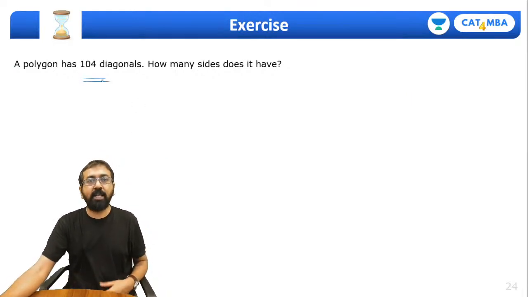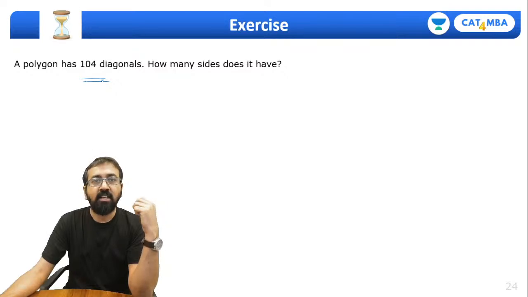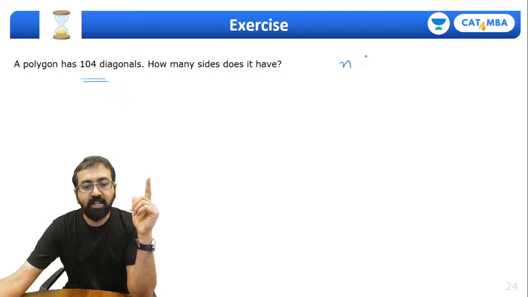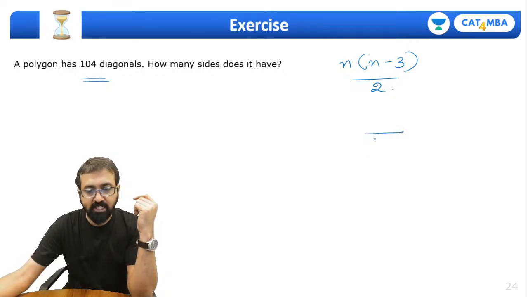I have already explained earlier in the previous session how to calculate the number of diagonals. In case you don't know, let me give you the formula for that. The number of diagonals of an n-sided polygon is n into n minus 3 by 2. And how did we get it? So let me explain this concept once again with reference to a hexagon.